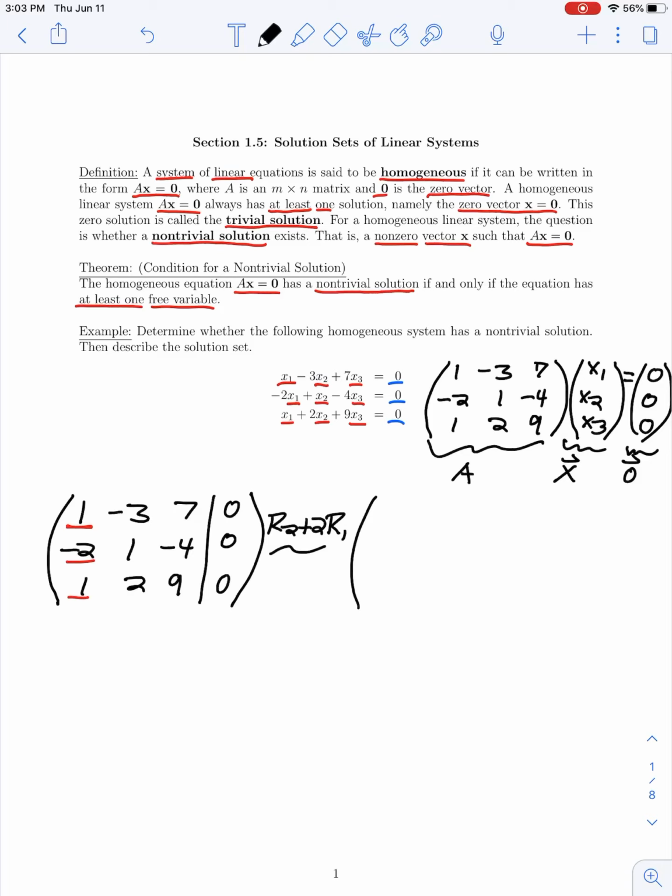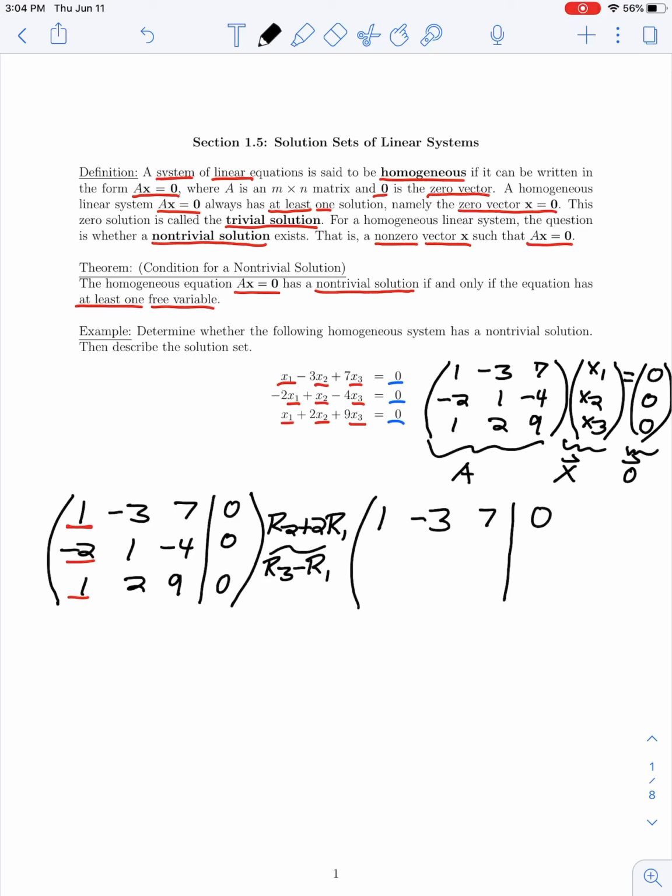And in this same step, I'm going to take my third row and subtract the first row from it to eliminate the 1 as the lead coefficient in my third row. So for now, my first row remains the same. I have 1, -3, 7, 0.